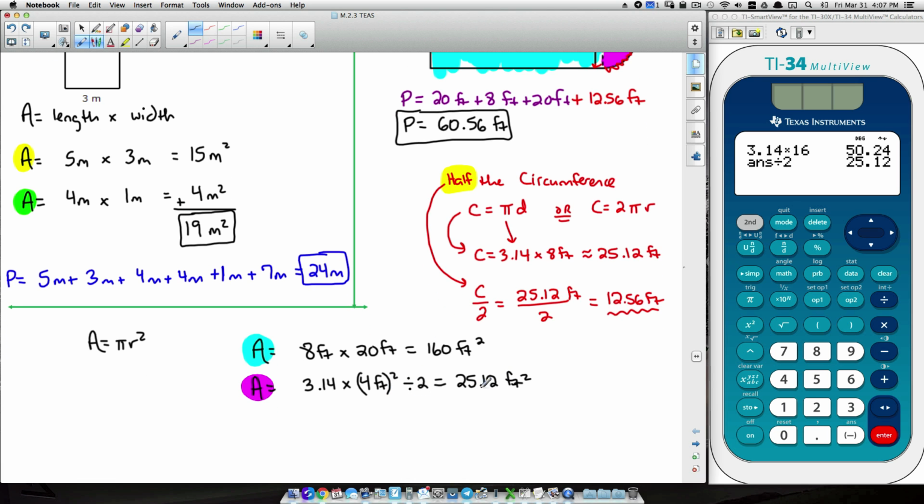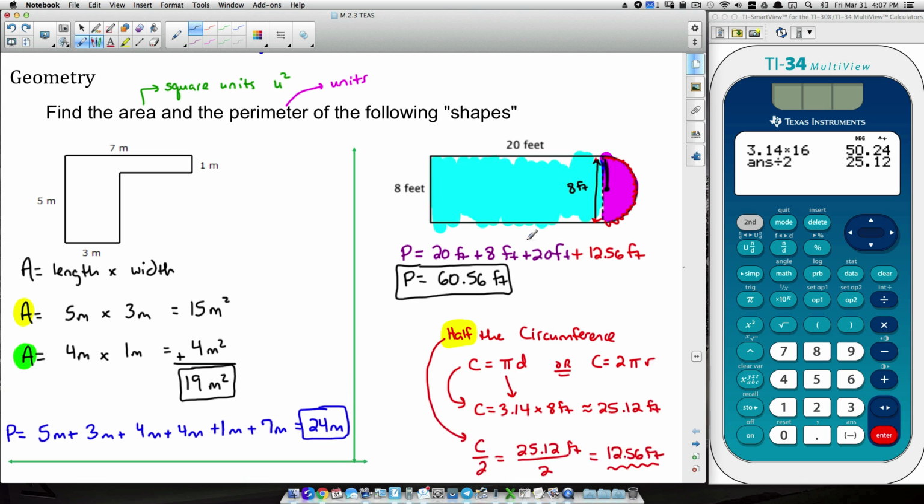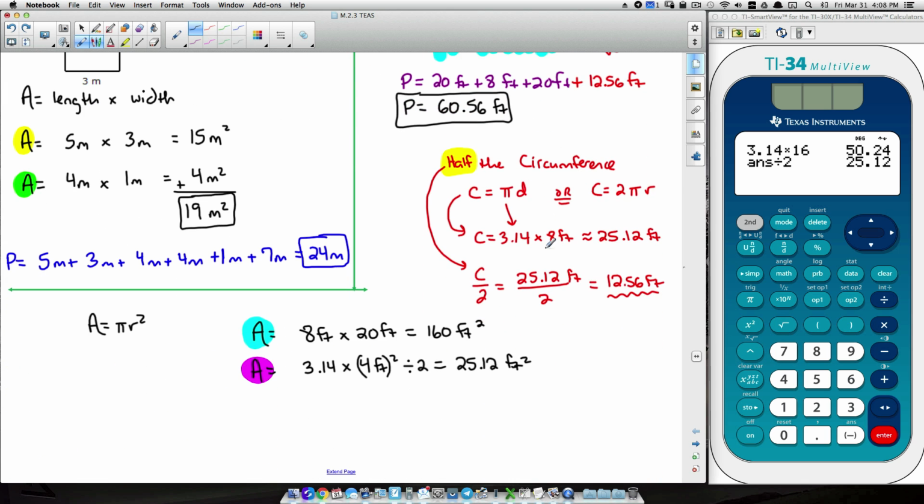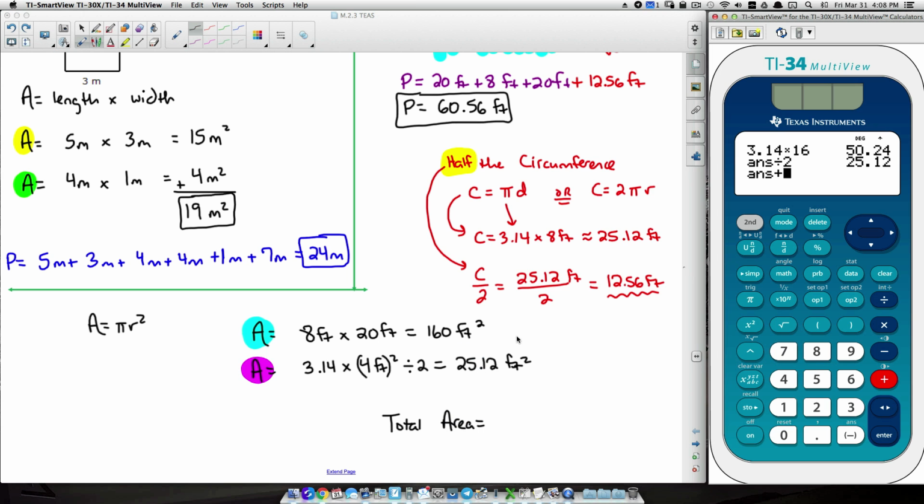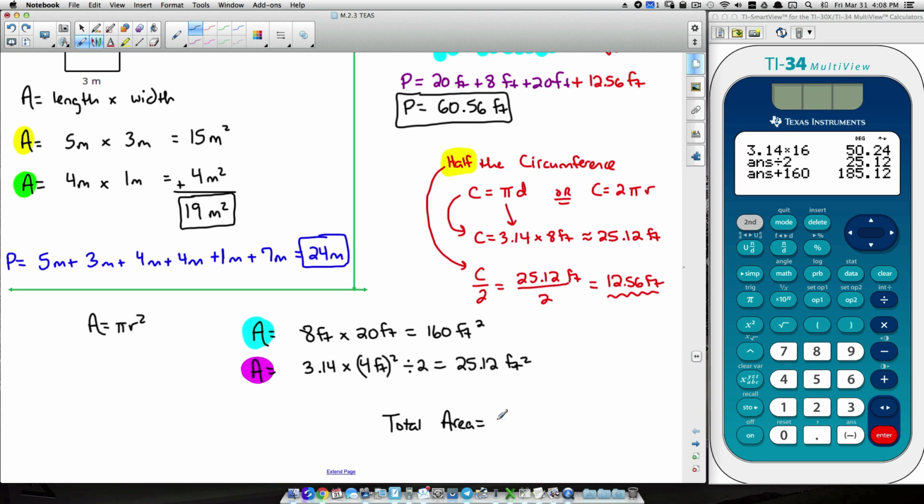So with all that said, let's see here. Okay, well, what's the total area? We got to take the blue plus the dark pink. We got to add those together. So total area is going to be the sum of these two. So let's take that 25.12 and let's add the 160 to it. So that's going to be the what? 185. Yeah, so 185.12 square feet.